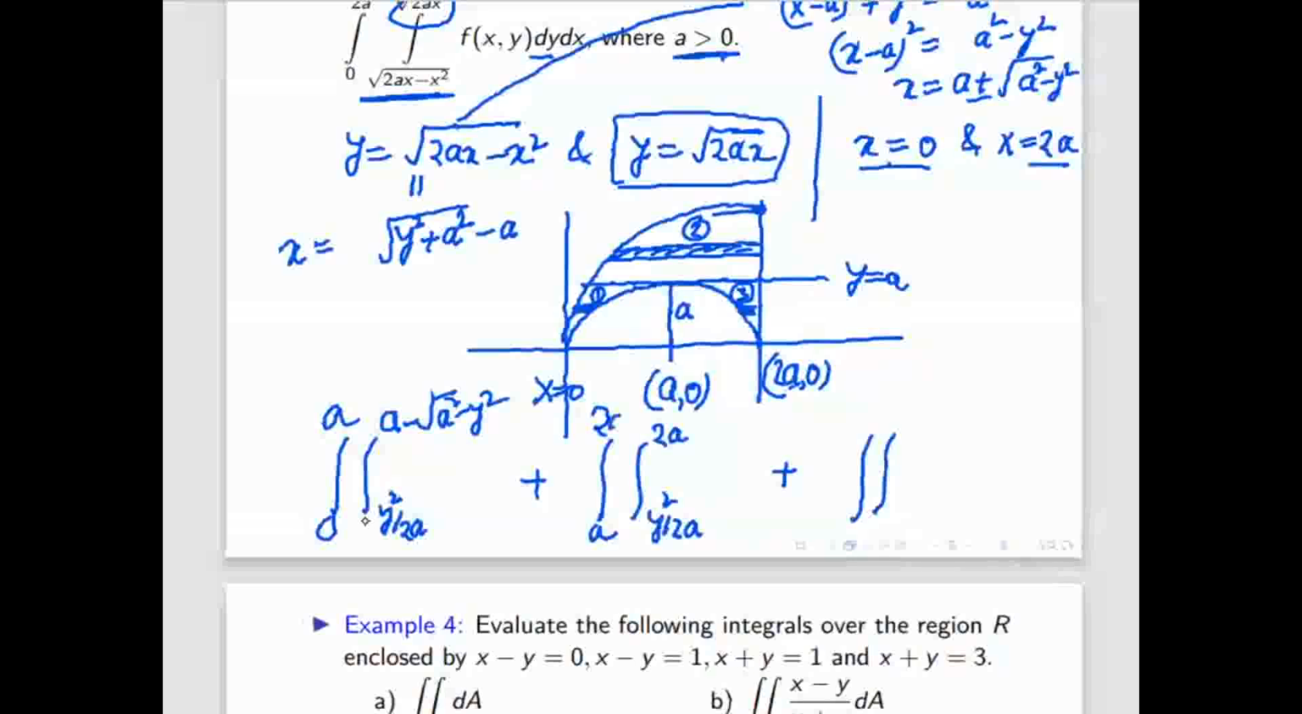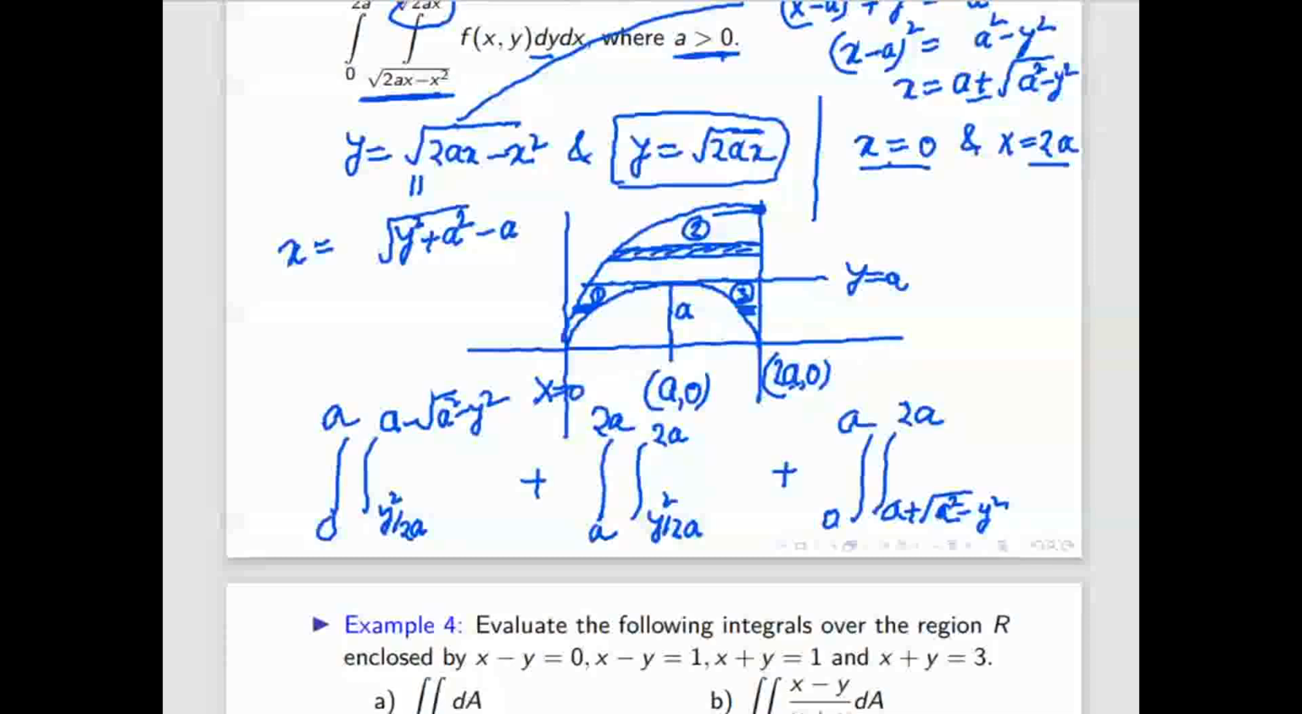Now come to region 3. It will start from the circle, and at the circle x is a plus square root of a square minus y square, because it is more than a. And it will end at this line x equal to 2a. So this is the limit of x, and y will start from 0 and go up to a. Here I am not writing f(x,y) dx dy. So that is the final answer.